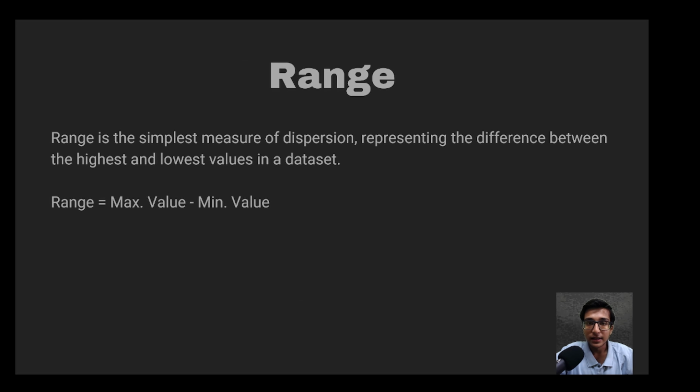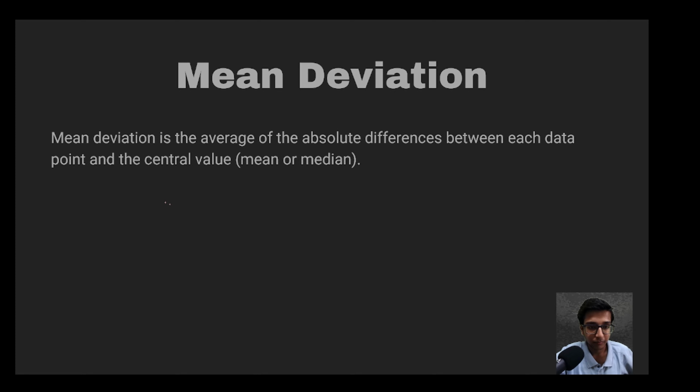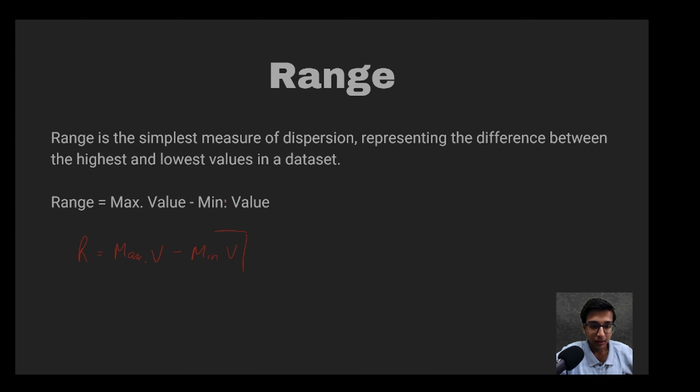So let's look at its subtopics. One is range. Range is nothing but the value up to which the data points can deviate from any of its central tendency. You can see the formula for range is maximum value minus minimum value.